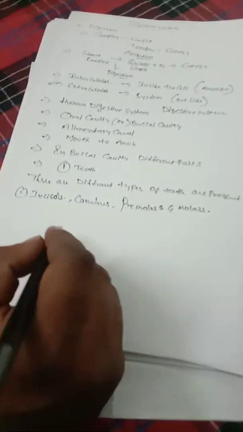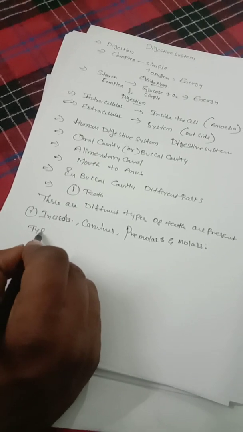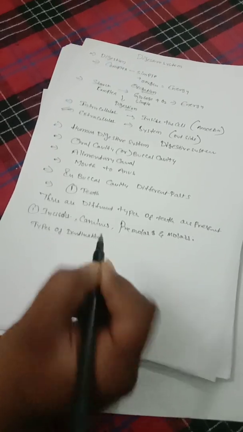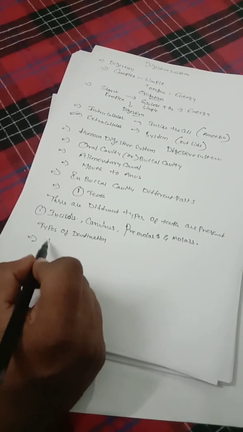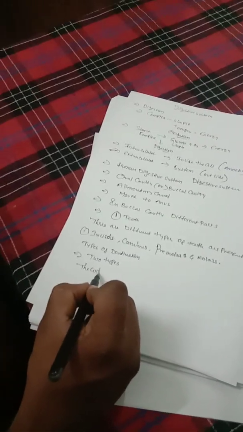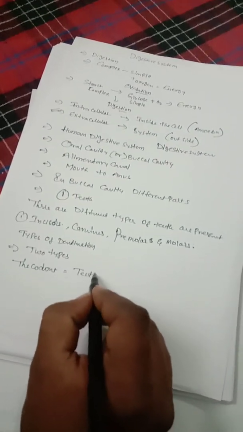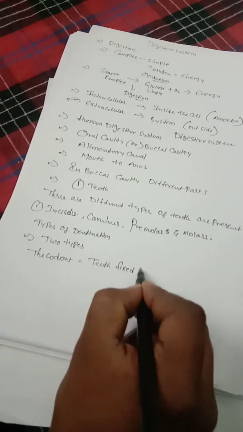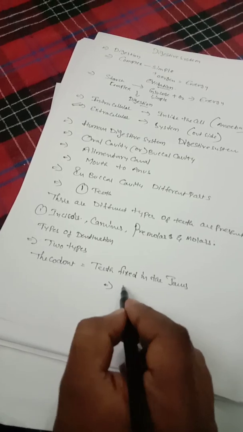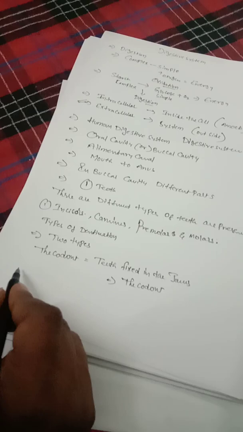Scissors, canines, premolars, molars. So, how many types of dentition are there? Two types of dentition. Number one, ours is thecodont. What's the meaning of thecodont? When the teeth are fixed in the jaws, that is called thecodont. So teeth fixed in the jaws, that's why it's called thecodont.